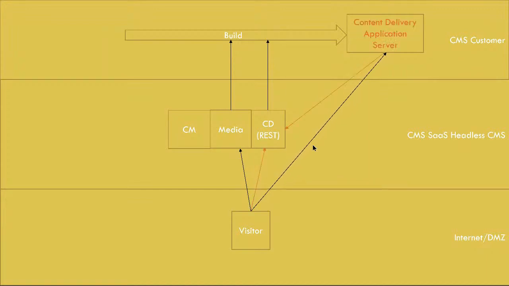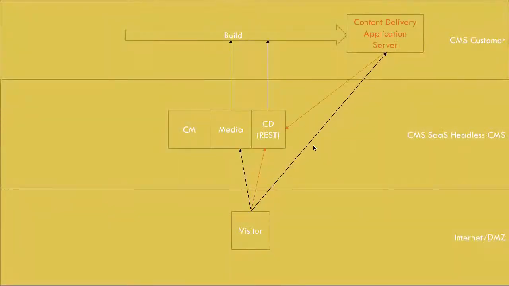So when we add a real application server, I'll just go back and forth between these two so you can see the differences. Basically, what we're saying is the content delivery tier can now retrieve data from the CMS, from the content delivery environment. So instead of having its own copy of all the data locally, it can retrieve data from the CMS when it needs to.